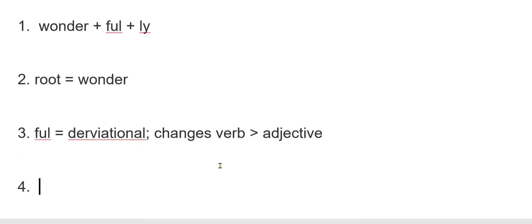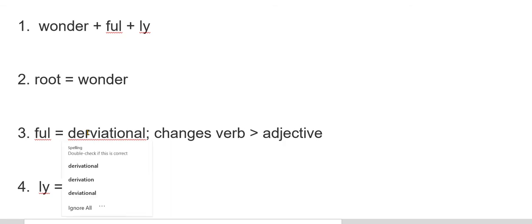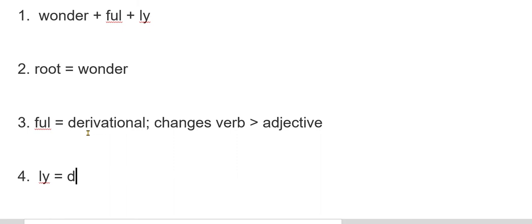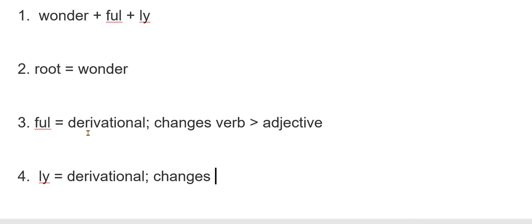Now if we go to 4, we're looking at the word wonderful, right? So wonderful is an adjective. We add a y on it, it's changing to an adverb. So this is also derivational. Changes, we will put adjective to adverb. So in this case, it looks like these affixes are affecting the word derivationally because the word's changing in its part of speech.